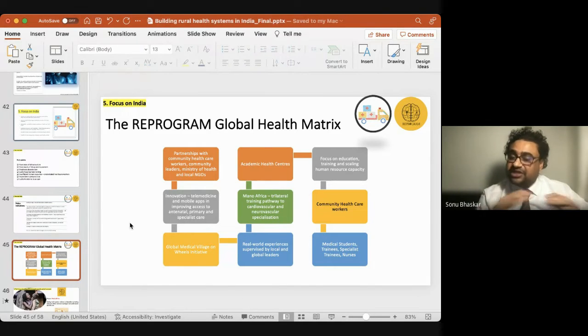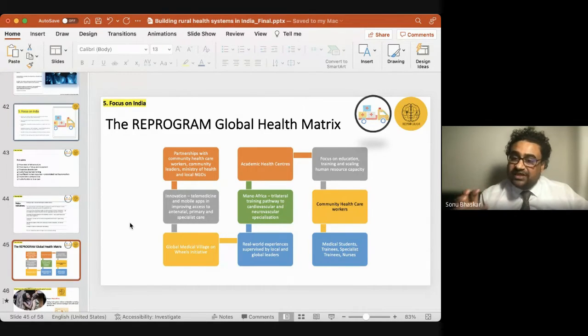We need to have electronic medical records that talk from the local centers all the way to tertiary care, so that the entire continuum of care for that particular patient is streamlined for the treating physician. In this regard, we have a trilateral training pathway that we are developing for the Manu Africa initiative that focuses on cardiovascular and neurovascular specialization. As you know, cardiac care and of course stroke are among the leading causes of burden around the world, so we're really focusing on these two important aspects.